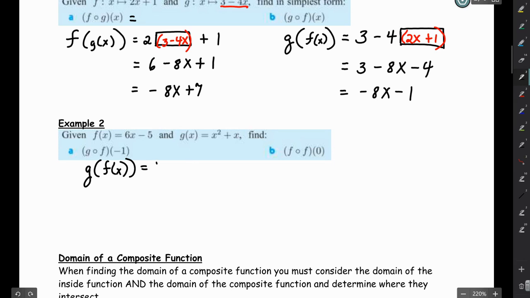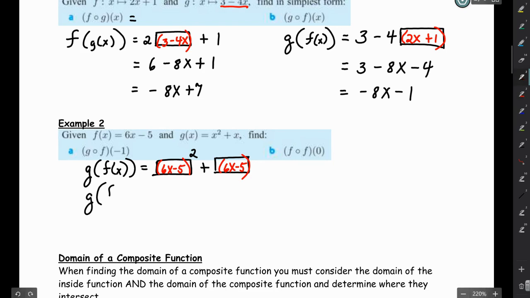All right, so we're going to have a box squared plus another box. And then I'm going to input the f function wherever I have a box. So it's going to be 6x minus 5 and 6x minus 5. All right, so I don't even really need to distribute that at this point. I know that I want to replace the x with a -1. So let's do that now.